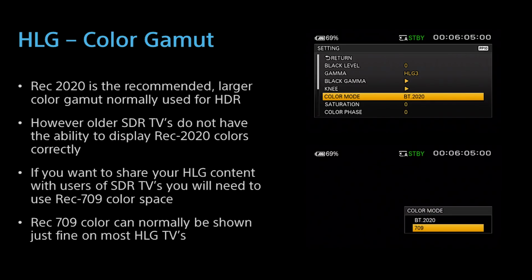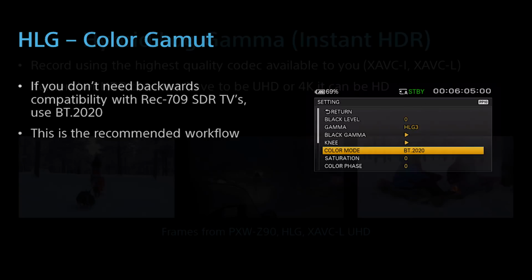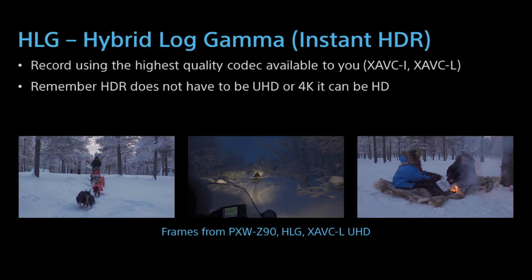And an HDR TV should be perfectly capable of showing 709 color combined with hybrid log gamma. But it's not a defined workflow as such, but it does work perfectly well, and this is how you get the best backwards compatibility. Normally, though, you'd shoot with 2020. So this is from the Z90 camera, shot in UHD, hybrid log gamma, lovely sky scenes. The fire in the campfire looks really good. Use the best codec that you can with it, whichever camera that you're using.